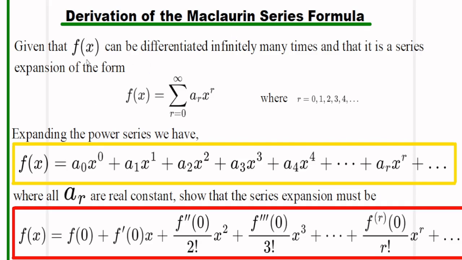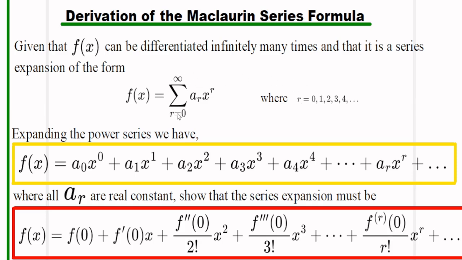Now we are given that f of x can be differentiated infinitely many times, and that it has a series expansion of the form: we have a function of x equal to the summation, r going from 0 to infinity, of a_r times x raised to the power r. So for this, we have r to be equal to 0, 1, 2, 3, 4 down to infinity.